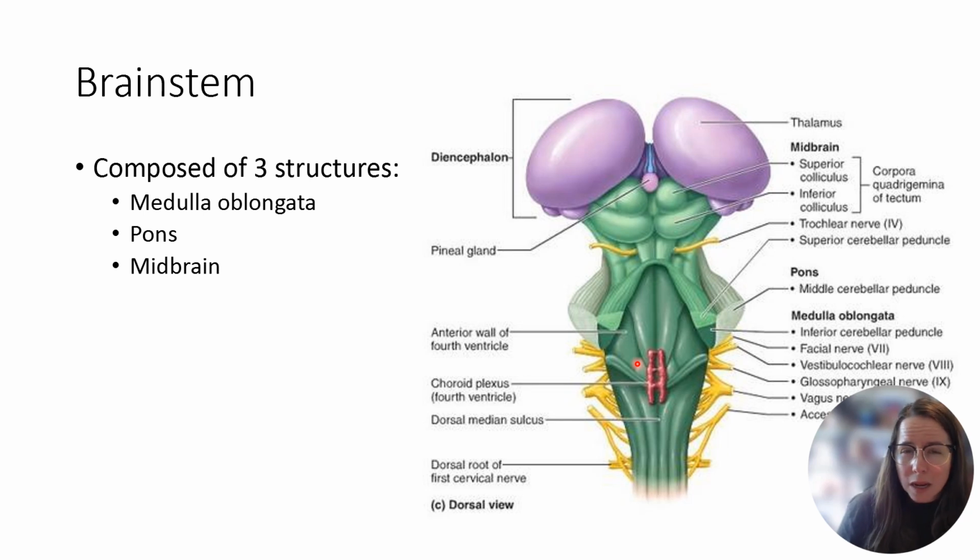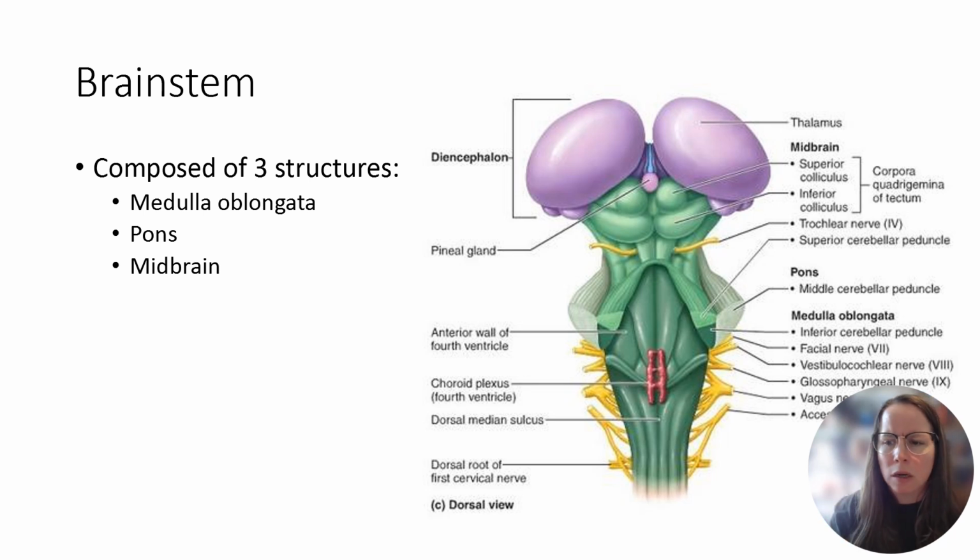Now, the brainstem has three different regions to it. The inferior most aspect is going to be your medulla oblongata. That's the part that's physically connected to your spinal cord. Then we're going to have our pons, which, this is a posterior view, so you don't really get to see it, but the pons has this pot belly sort of structure. And then the superior most is going to be the midbrain, or mesencephalon.